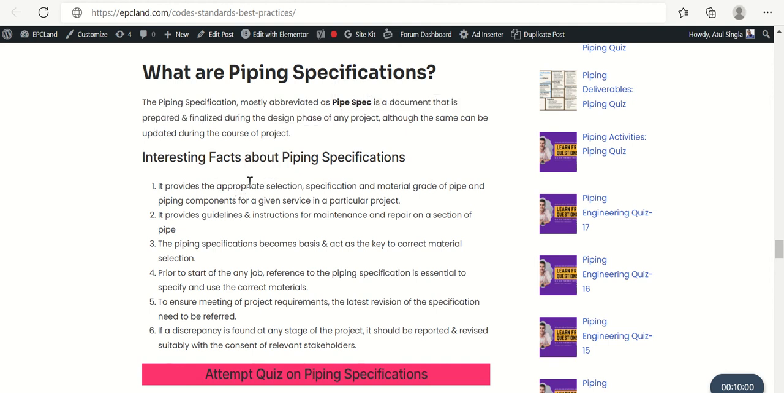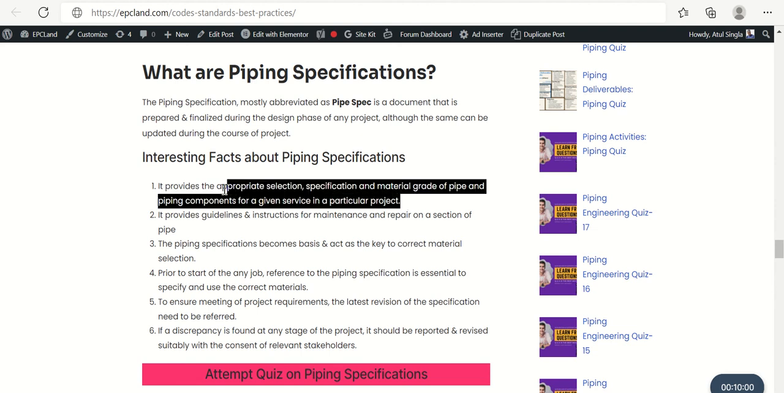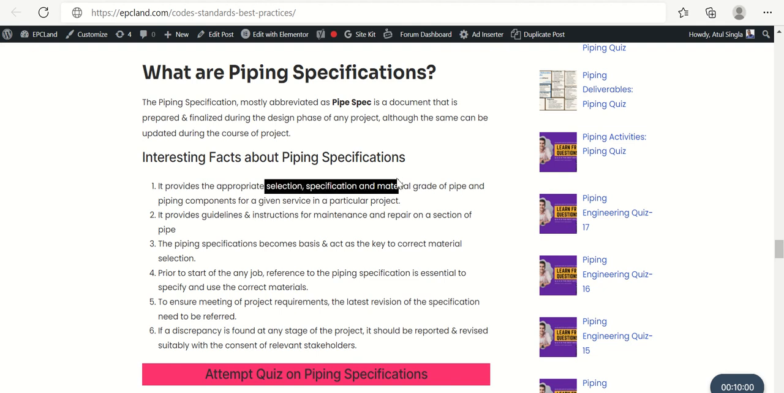It provides appropriate selection, specification and material grade of the pipe. For example, if we are talking about PMS, right, then you can easily understand this definition. PMS is one of the specifications which is developed during the initial phase of the project, and it covers the appropriate selection, how we are going to select the material, what the material grades are, and what the various piping components are in a particular project.